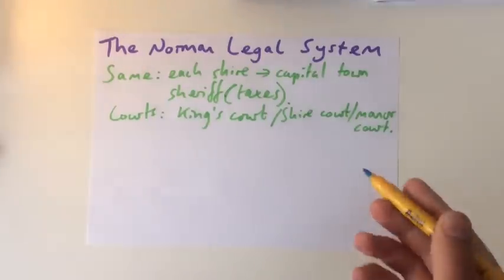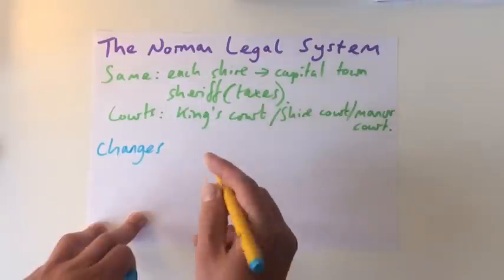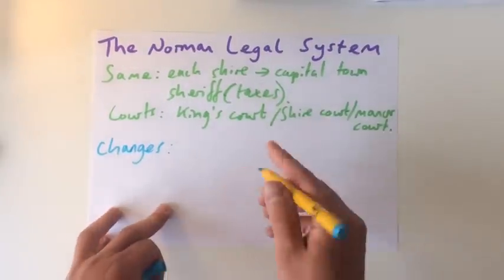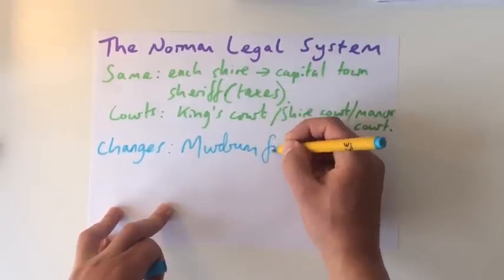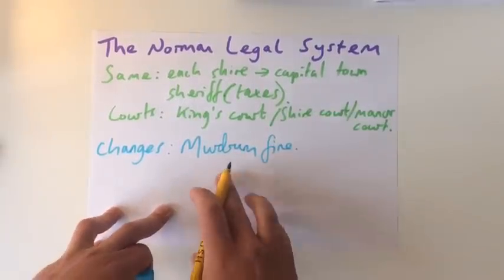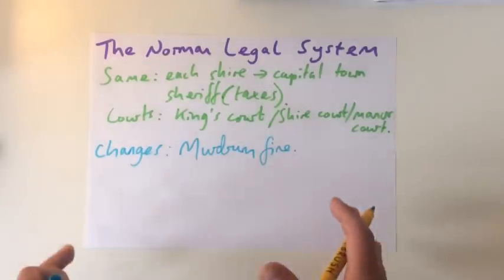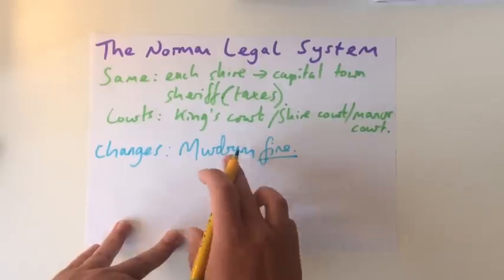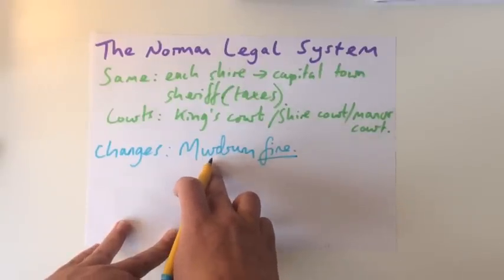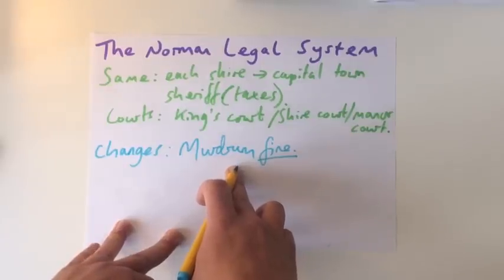There are, however, some changes to the legal system in England under the Normans, and the first one I'm going to talk to you about is the murdrum fine. That's a key change that the Normans make. This means that if a Norman is murdered, then the whole village, the whole community, would be fined an amount of money. That helped the Normans to protect themselves because they knew they were foreign invaders and they were scared that they might be attacked.